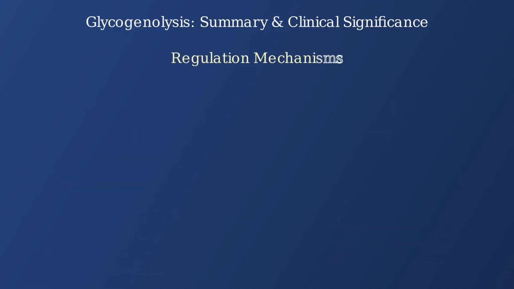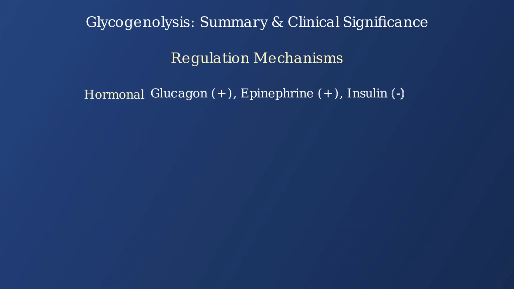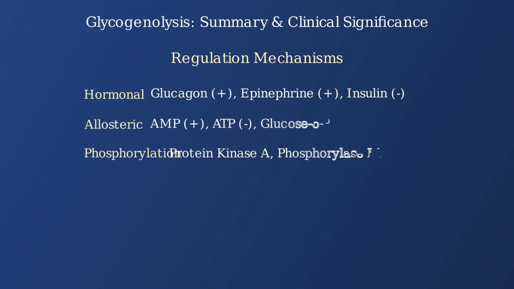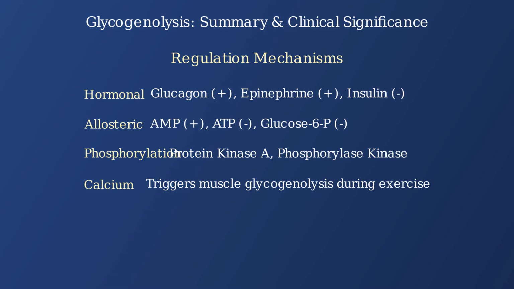Glycogenolysis is tightly regulated through multiple mechanisms. Hormonal control includes glucagon and epinephrine, which promote the process, while insulin inhibits it. Allosteric regulators include AMP, which activates it, and ATP and glucose 6-phosphate, which inhibit the process. Enzyme phosphorylation through protein kinase A and phosphorylase kinase plays a crucial role. In muscle, calcium release during contraction directly activates phosphorylase kinase, rapidly mobilizing glycogen during exercise.